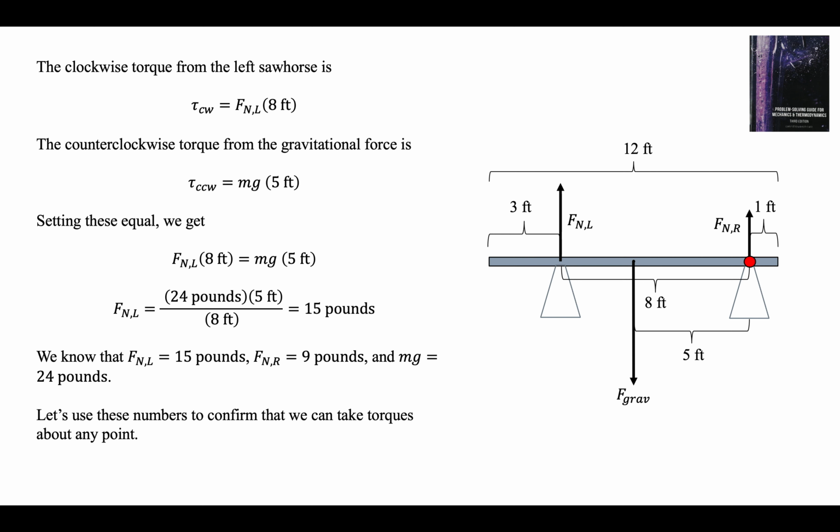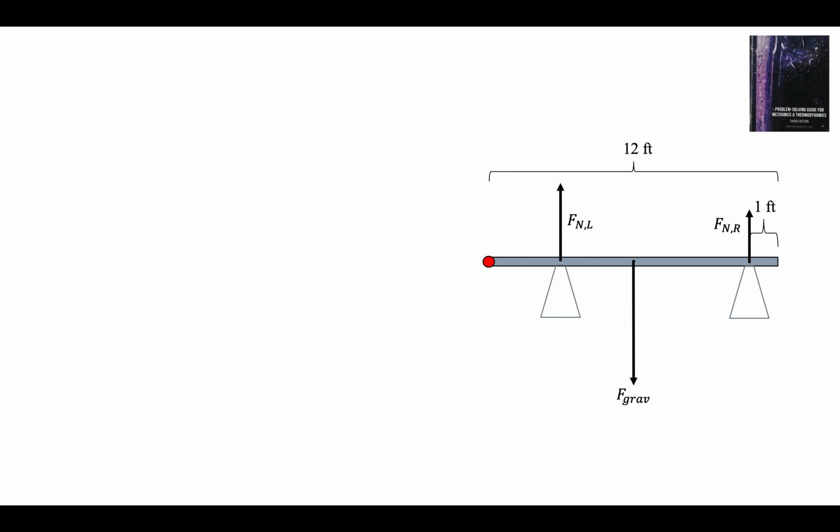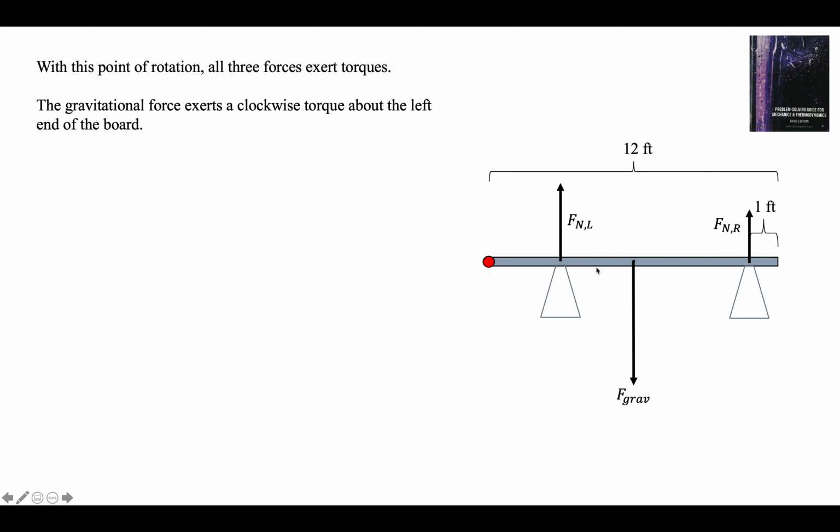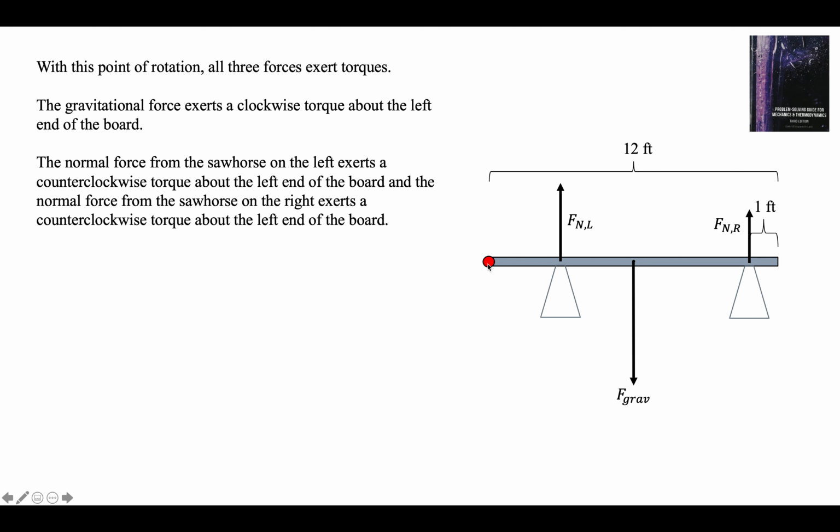Let's do something really different. Let's confirm we can take torques about any point, and let's choose the left end of the board. Right there. Now we're going to take torques about this point. Now all three forces exert torques. The gravitational force is clockwise, and these two are counterclockwise. We have to get all the distances from this point, the point we're taking torques about.